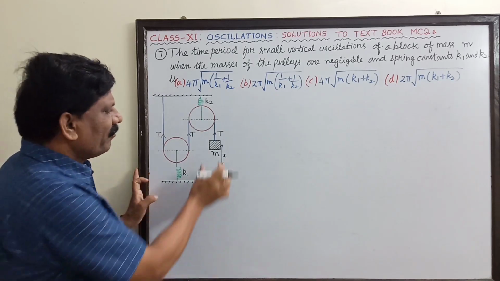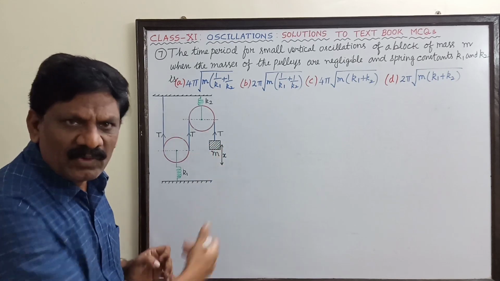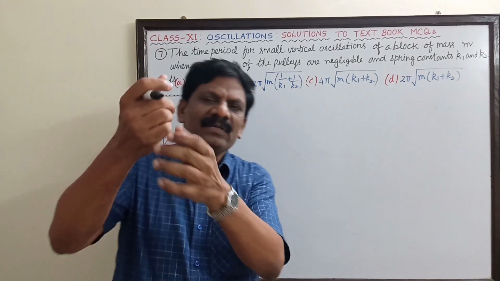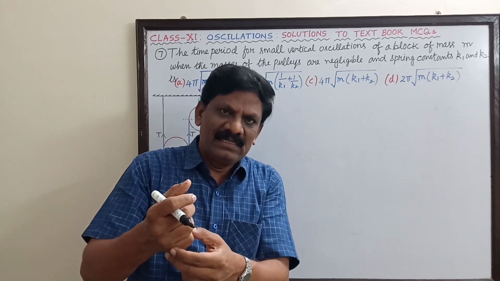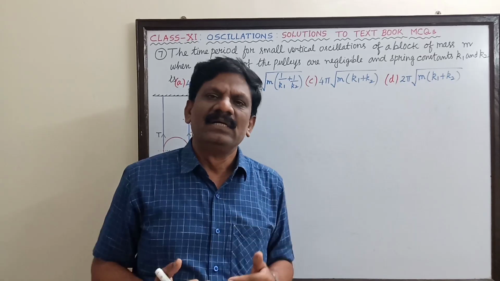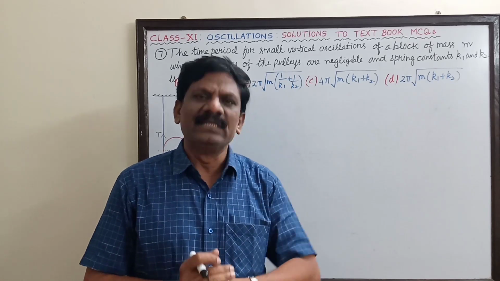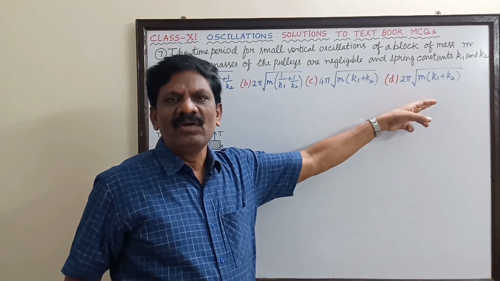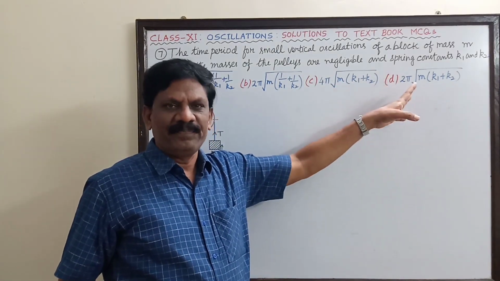There are two springs whose spring constants are k1 and k2. Now, if I pull this mass in the downward direction through a displacement x, what will happen when I pull the mass and release it? The system is going to oscillate. So it will have a time period, and what that time period is should be any one of the four options. We have to find that out.